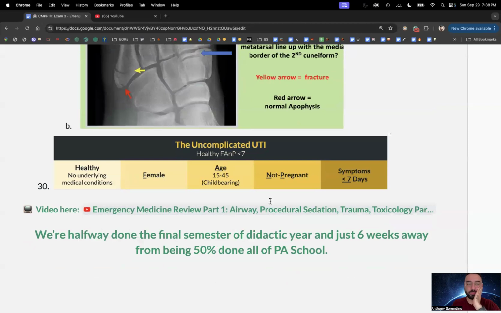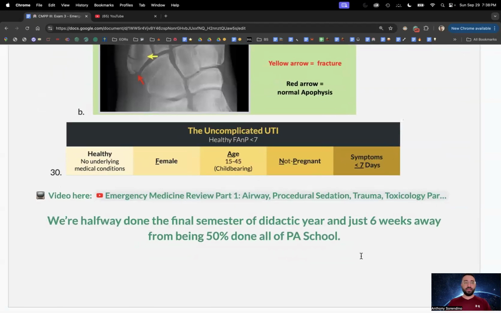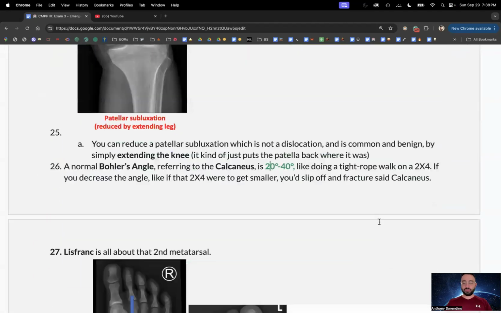UTIs, I can never remember this. So uncomplicated: female, healthy, 15 to 45. So if they're a childbearing female, it's an uncomplicated UTI. If she's young, or older is obvious to remember, but 15 to 45, remember that, not pregnant. And then remember symptoms greater than or less than 7 days. They always like to ask questions like, it's been 9 days. Is this complicated? Is this not complicated? So that's it. That actually didn't take nearly as long as I thought.